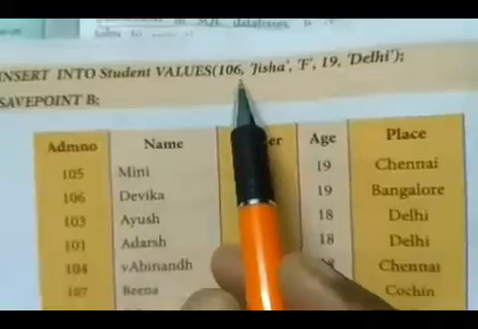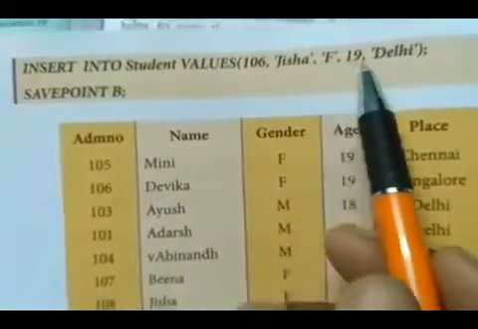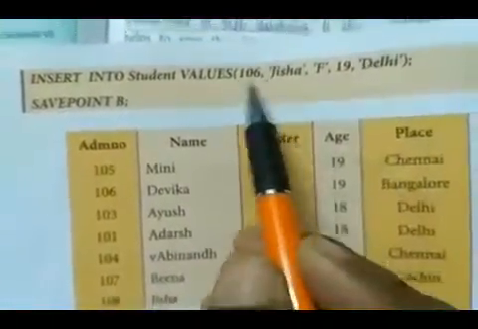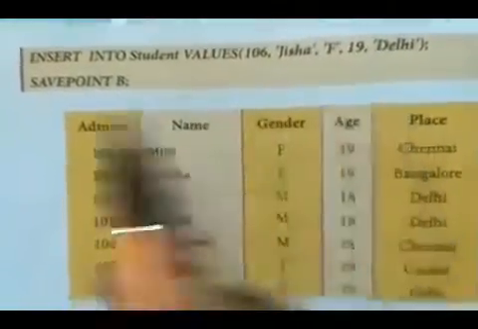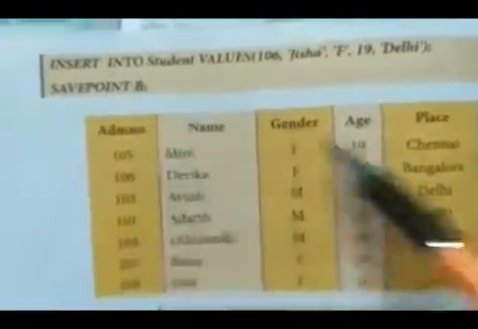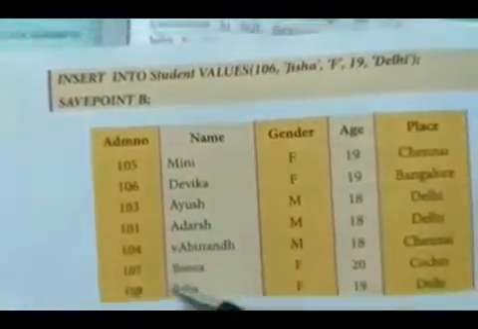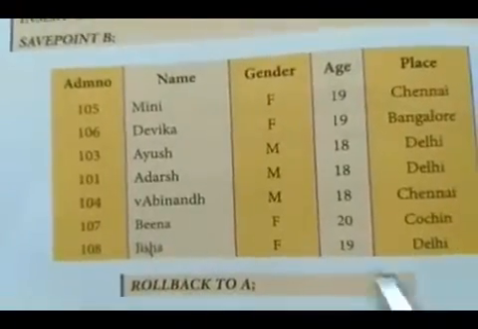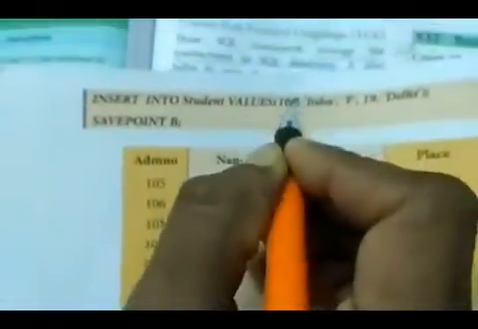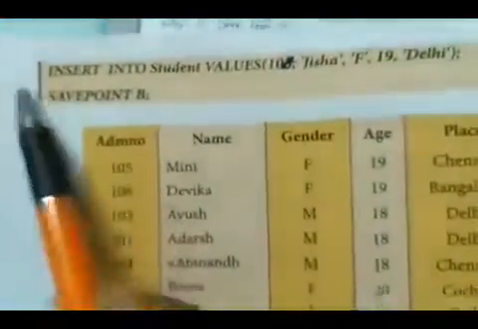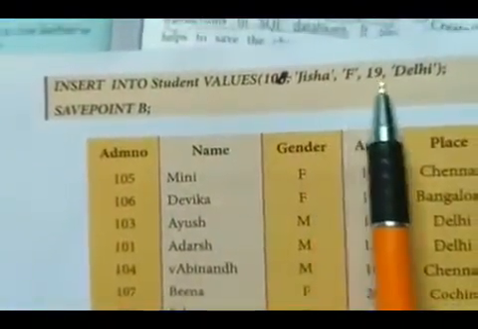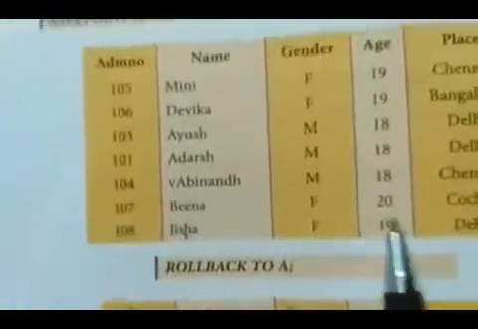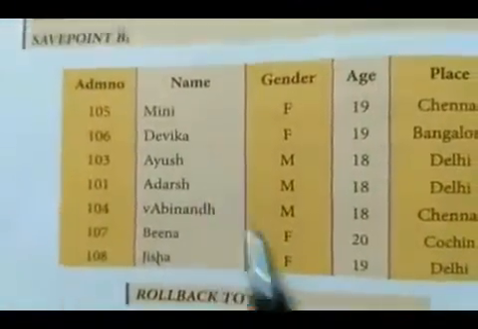And then the next transaction they are performing is insert into student values 106 Jisha female 19 Delhi. So another record they are adding into the table and saving that point as B. Now the 7th record got inserted. Sorry, here 108 you have to change. Okay, so 108 Jisha female 19 Delhi. So that record got added as the last record. So here 7 records are there.